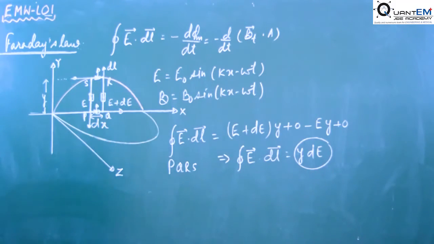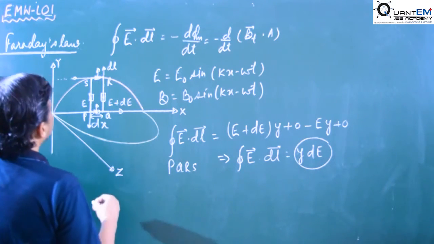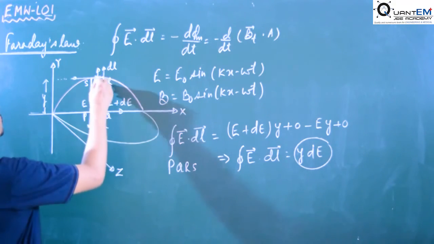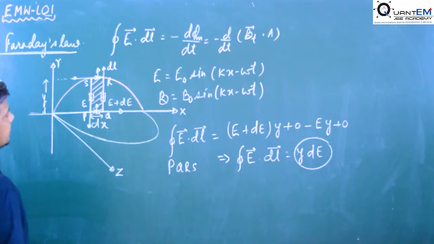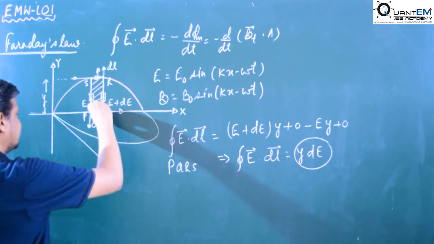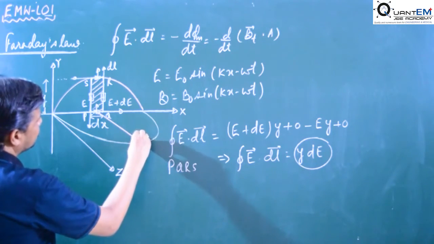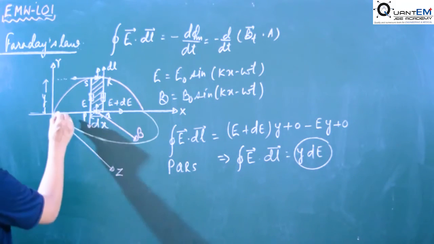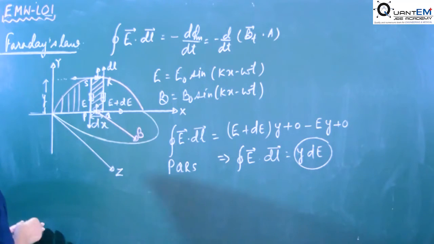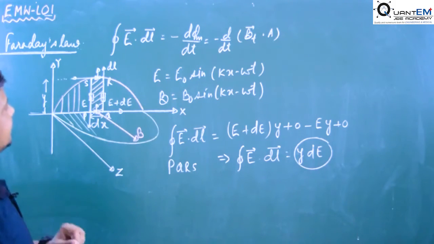Now we find the magnetic flux. We have to find the magnetic flux for this area. The magnetic field is along the z coordinate; this is the direction of the magnetic field. Suppose at this position the magnetic field is B. The electric field is changing, and accordingly the magnetic field is also changing. So over this area, suppose the magnetic field is B.